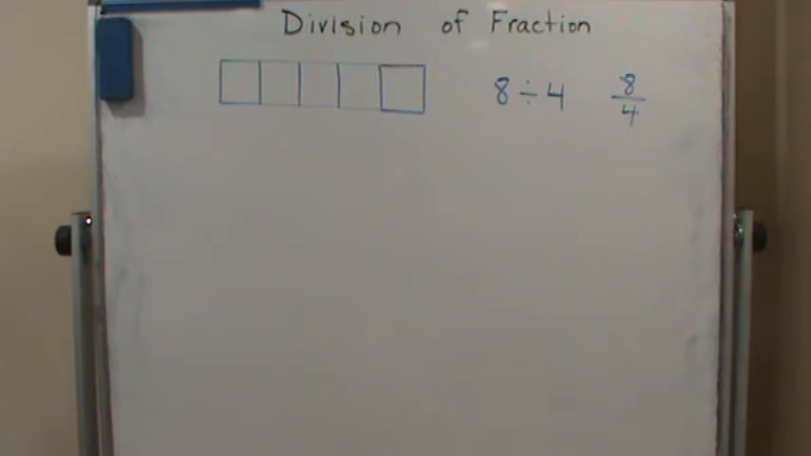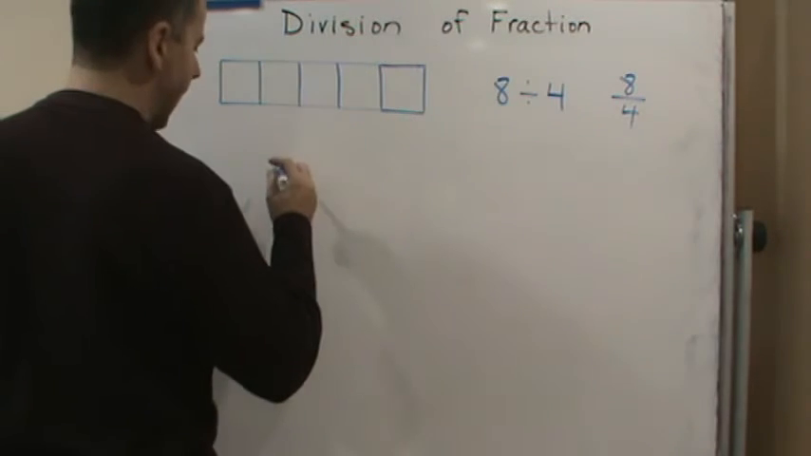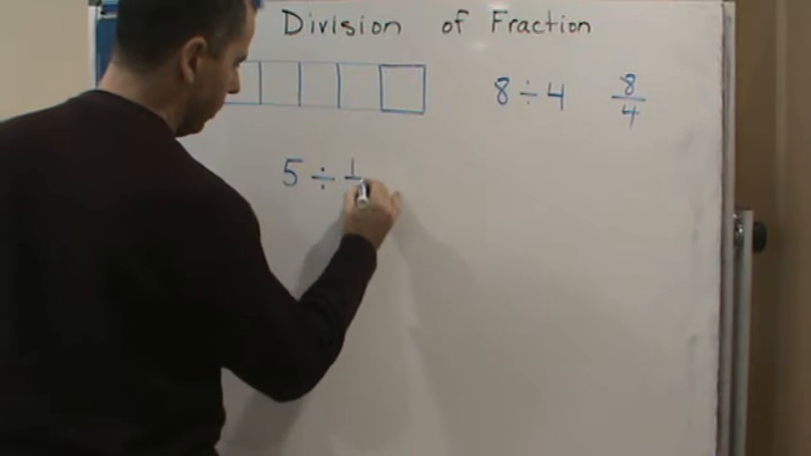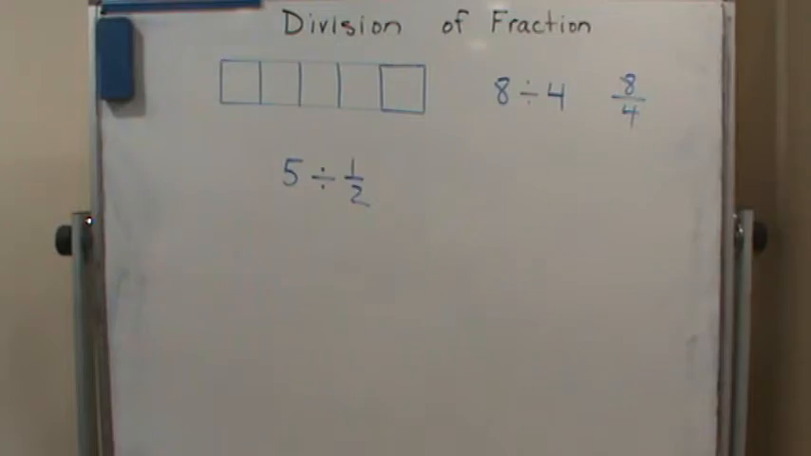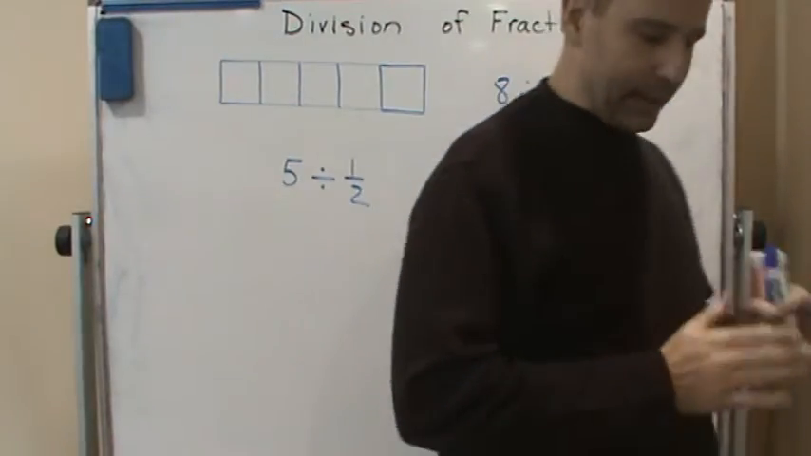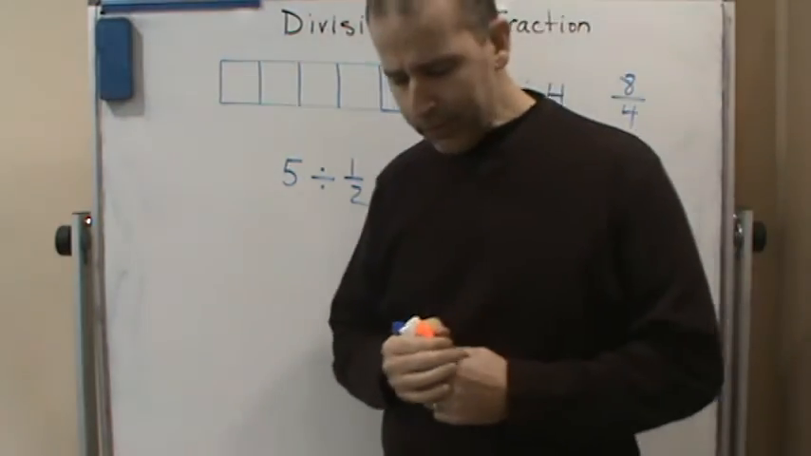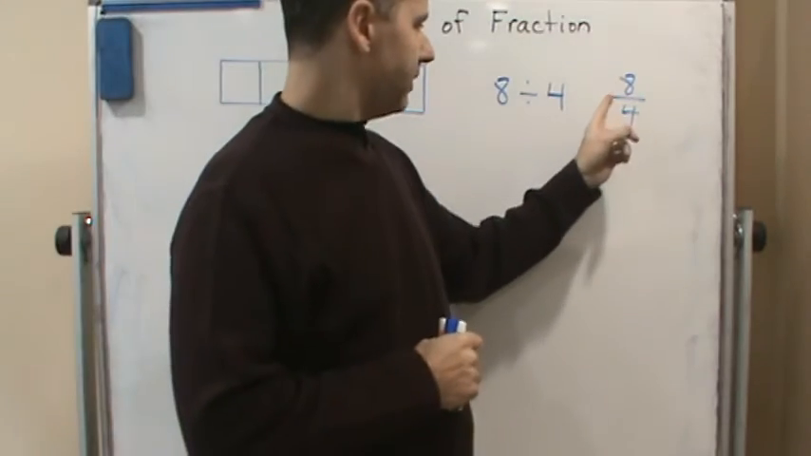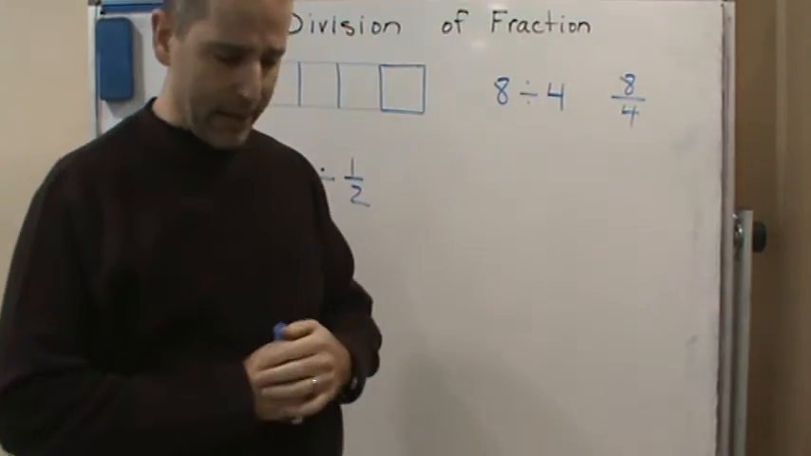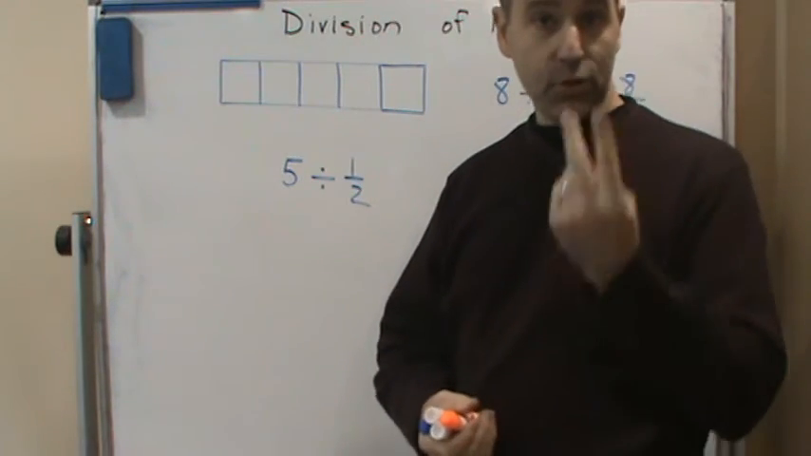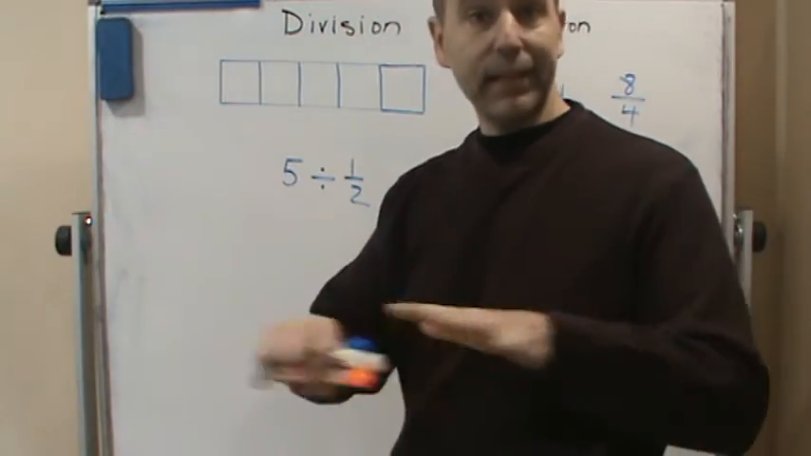Now, what if we want to divide by a fraction? We haven't covered that. What if I have 5 divided by 1/2? Remember, what does division mean? It's like, how many groups can I divide something into? For example, 8 divided by 4: I'm asking, how many groups of 4 can I get from 8? And the answer is 2, if I divide everything evenly.